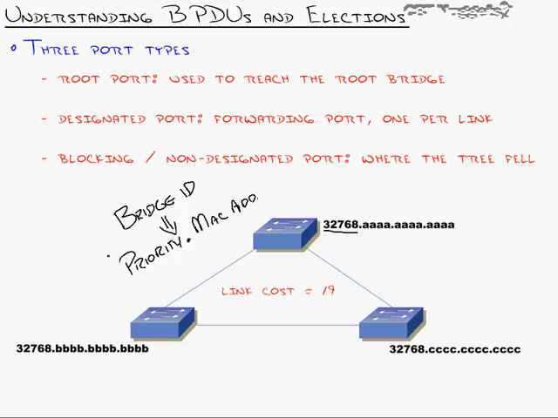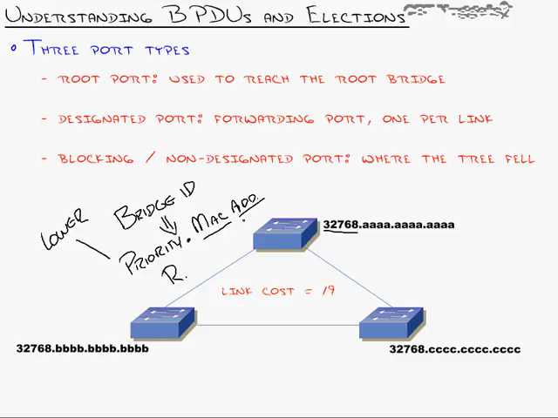Now, I should mention the priority is kind of counterintuitive. When you think of priority, you think, oh, bigger priority, that's better, right? Not so. Lower is better. So the lower your priority, the more chance you have to be elected as the root bridge. Now, since all the priorities are tied when you pull these switches out of the box, it has to resort to the MAC address to break the tie.